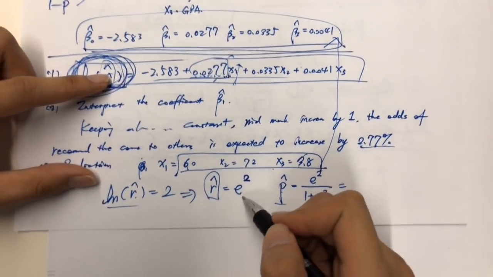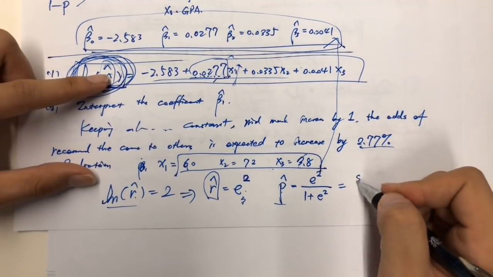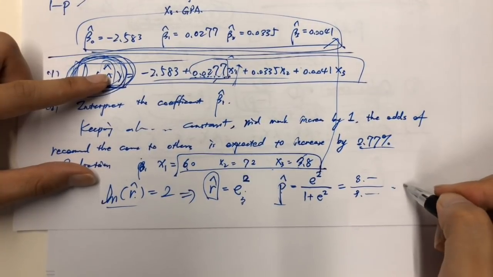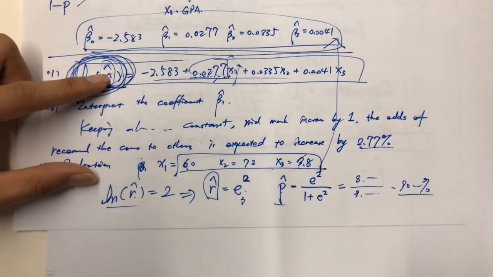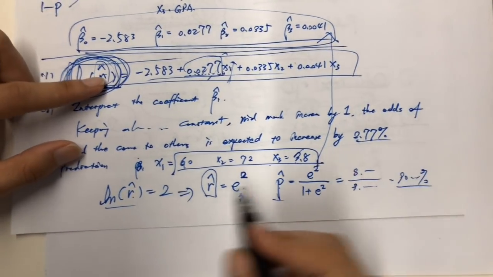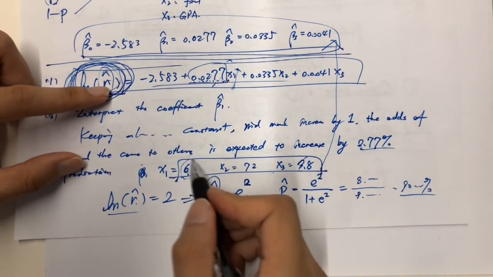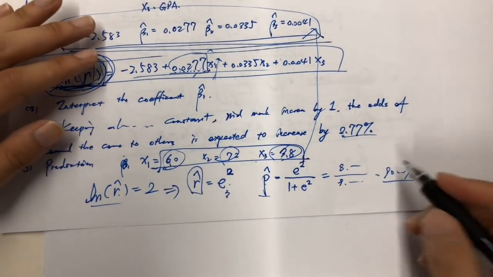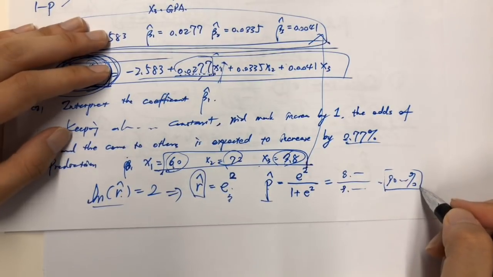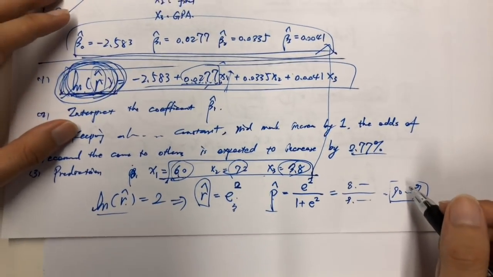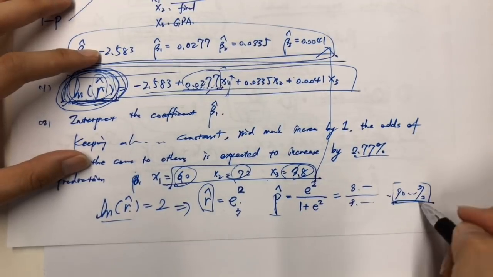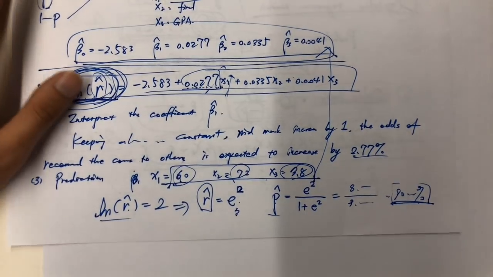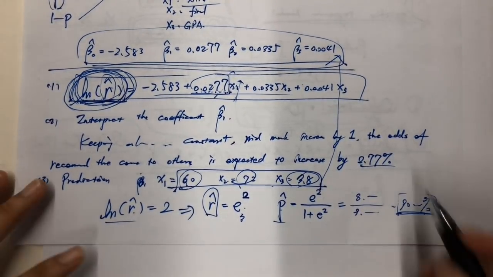Let's do a quick example. This is 3, so it's 8 point something divided by 9 point something. So it must be 90 something percent, right? If you are getting a student with a mid-semester mark of 60, a final of 70 and a GPA of 3.8, the probability of this student recommending this course to others is 90 something percent, okay? All right, so that's it.